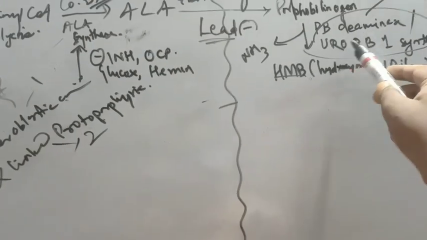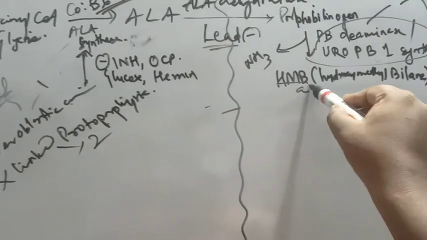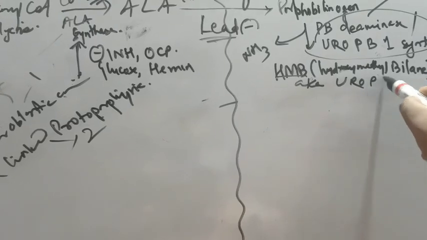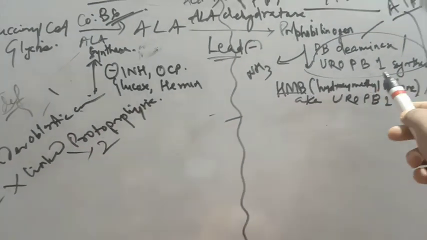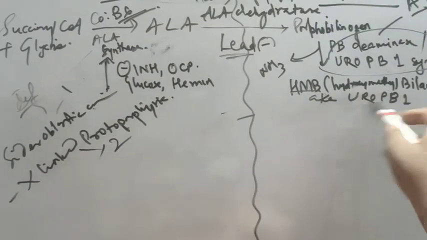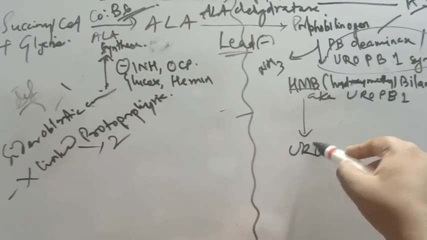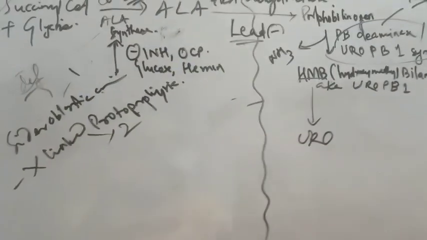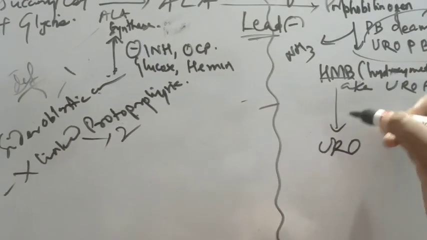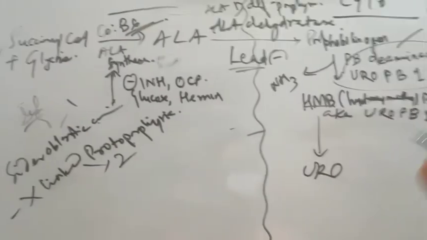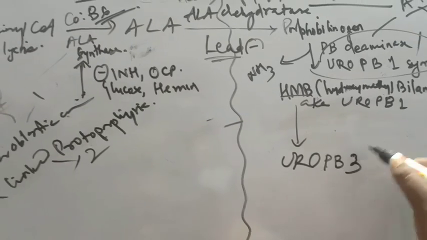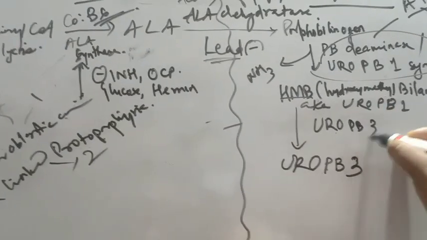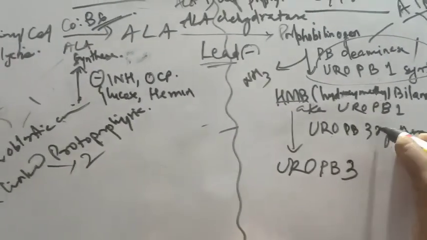One small thing: if this enzyme is uroporphyrinogen 1 synthase, then HMB is also known as uroporphyrinogen 1. That is why the enzyme is uroporphyrinogen 1 synthase. Now HMB will get converted to, see, this is not the exact cycle. There are some steps we are omitting because it's useless to know them. So don't ask me where uroporphyrinogen 2 went. Anyway, uroporphyrinogen 3. The enzyme is uroporphyrinogen 3 synthase because you are synthesizing that.